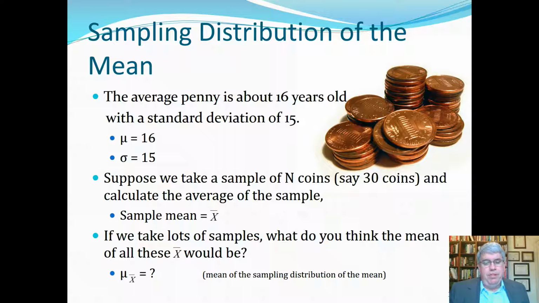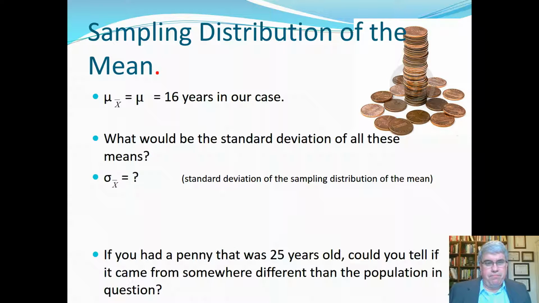We call this mu sub X bar, or the mean of the sampling distribution of the mean. This is a weird concept. It's an average of averages, or a mean of means. We call that mu X bar in the textbook. So what do you think the average would be of all of these? If you guessed 16 years old, you would be right, because the average penny is 16 years old. So if we take a bunch of averages, we would get 16 again.